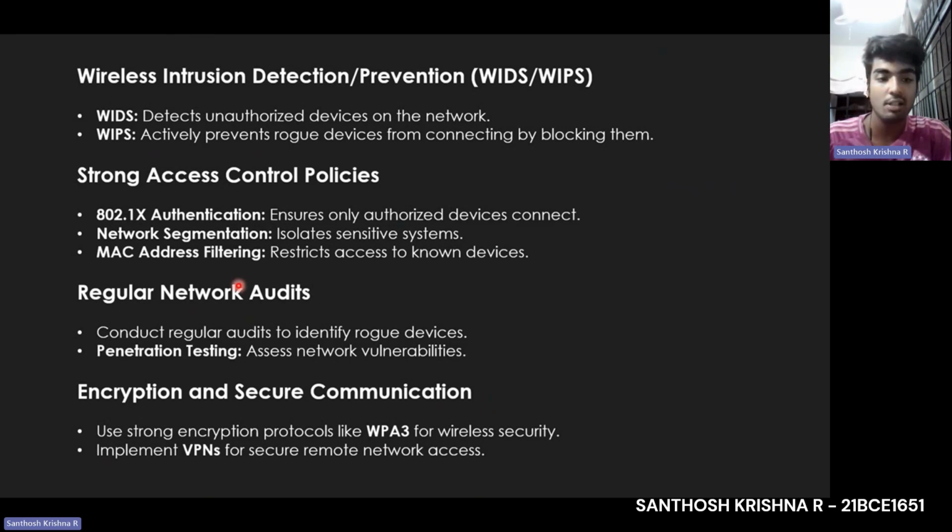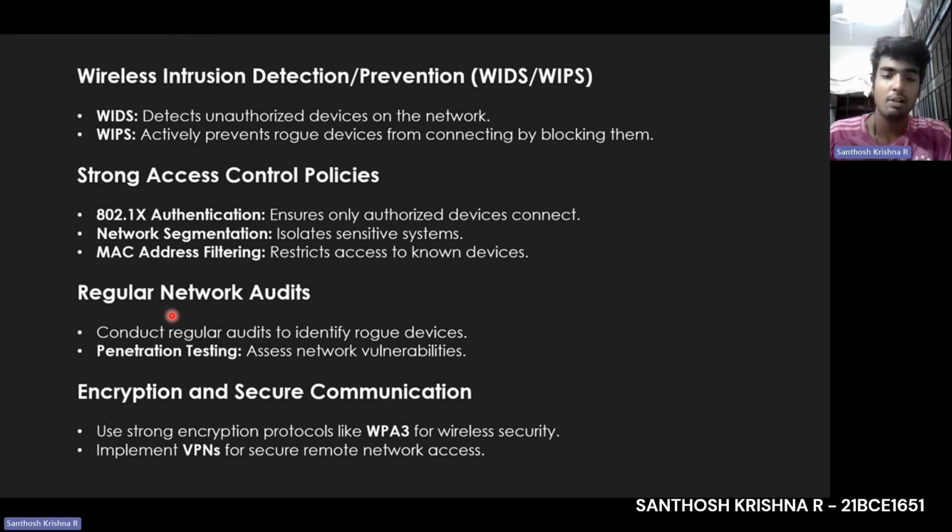And then we have regular network audits. In order to keep rogue devices in check, we need to do continuous, regular network audits. These audits help us identify unauthorized devices and also help us prevent harm. We can also do penetration testing and other kinds of testing in order to keep up with the audit.